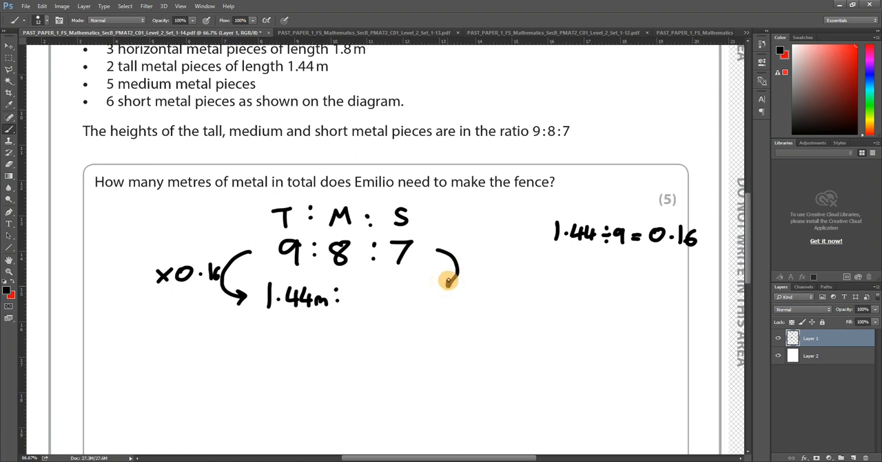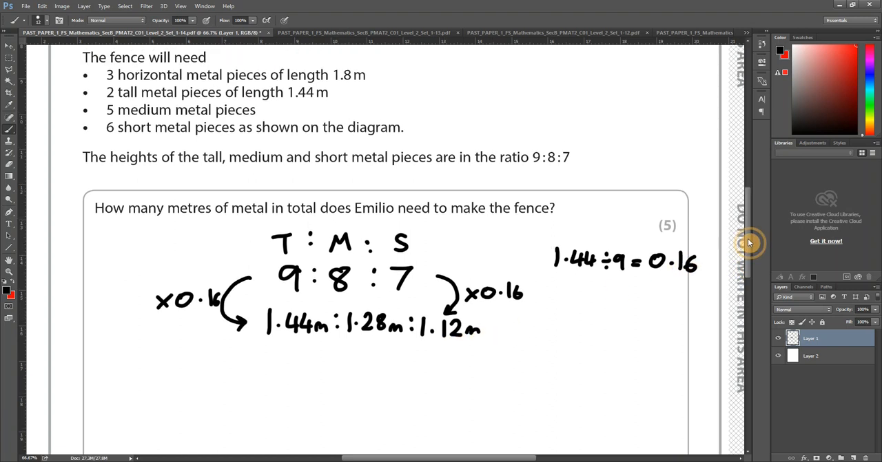So you'll have to do the rest. You'll have to do the same to the rest as well. So 8 times 0.16 is 1.28. And let's do 7 times 0.16 as well separately. That's 1.12. So that's all of them. So the tall one is 1.44 meters, the medium is 1.28 meters, and the short one is 1.12 meters. They're the lengths of all of them now.